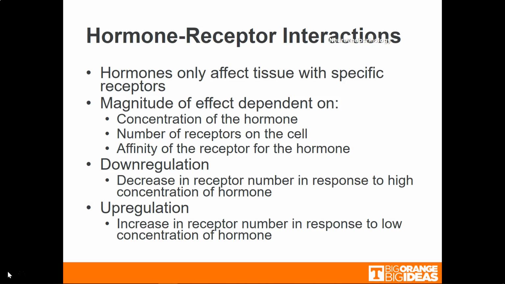When there needs to be an increase in the impact of the hormone on that tissue, we have what we call an upregulation. So if the concentration of hormone is low, there's going to be an increase in the number of receptors on the cell to help maximize the impact of that low concentration of the hormone. So in order to create this equilibrium or homeostasis, we have the up and down regulation of the receptors in response to hormone levels in order to get the desired effect of the hormone that's going to be most beneficial for the body.